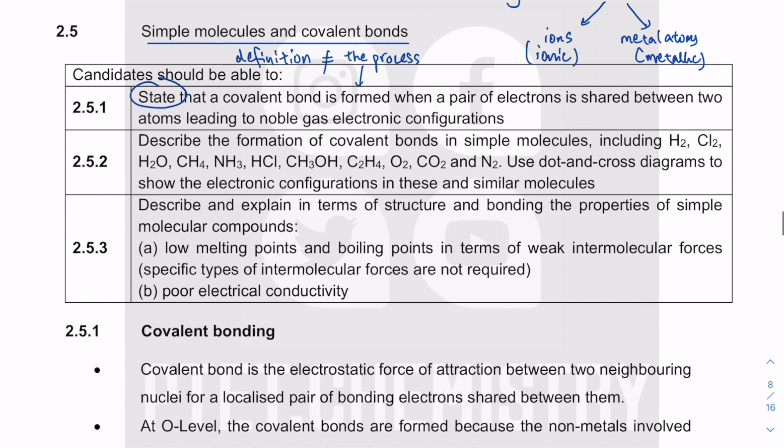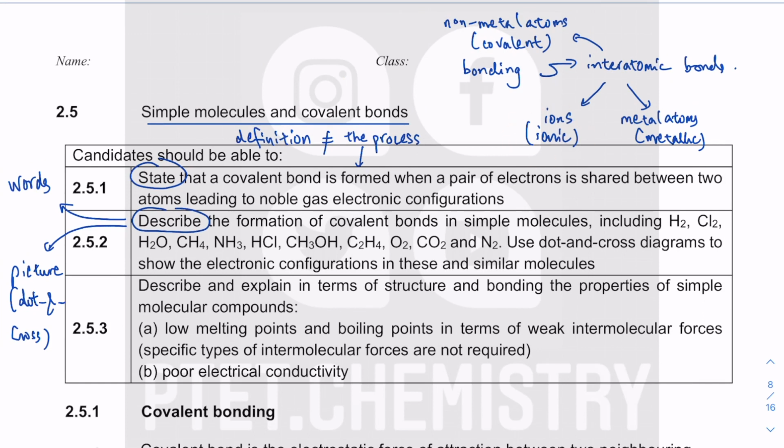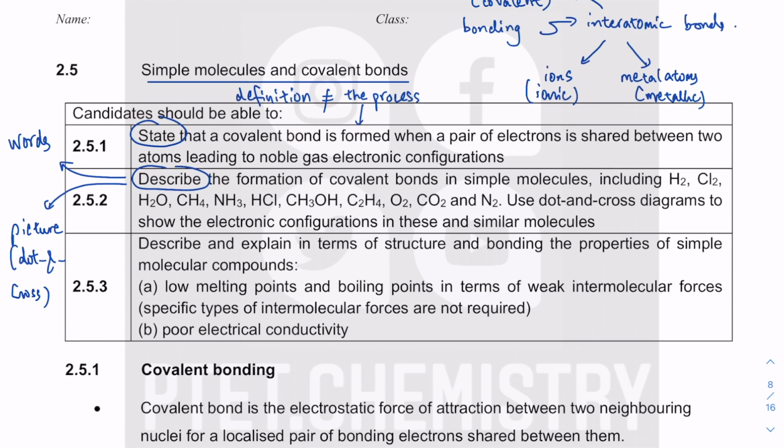The next bit also says describe the formation. Describe can be in words, and can also be in picture. The picture here refers to dot and cross, not an artistic kind of drawing, of course, but it's also in words in terms of how many electrons are being shared, and therefore can you count covalent bonds or not. Unlike in the previous bit when we did ionic compounds, an ionic bond is a force field and you cannot count ionic bonds, so they are uncountable, but a covalent bond is directional, so you can count them.